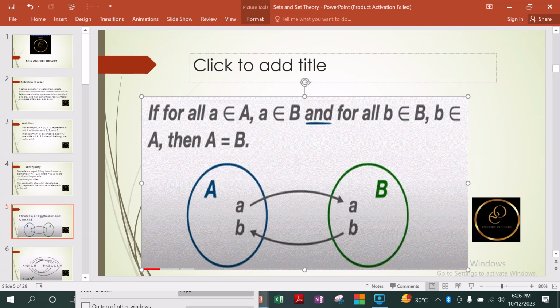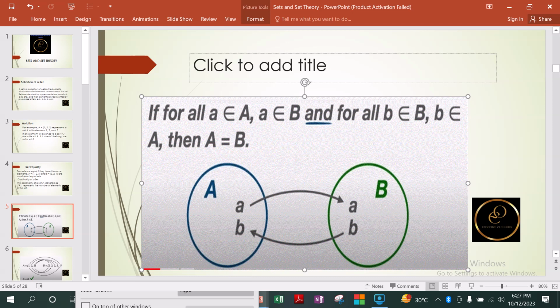What are we saying in this case? What is being shown here is that in the first case a belongs to A, and again a belongs to B, there is also an a in set B. Then b belongs to B, there is a b here which belongs to B.